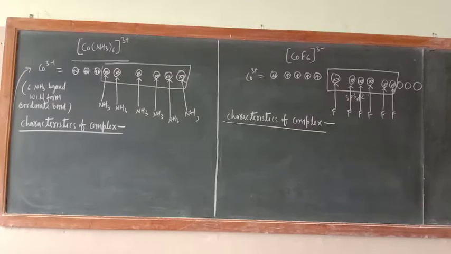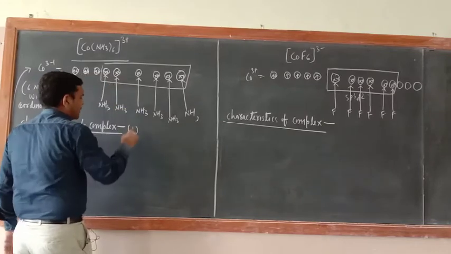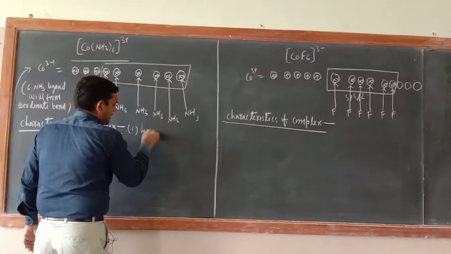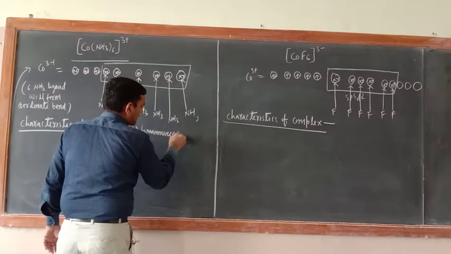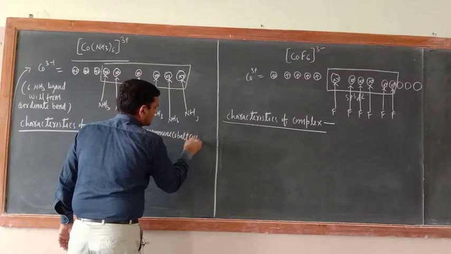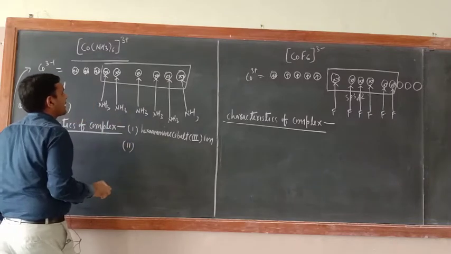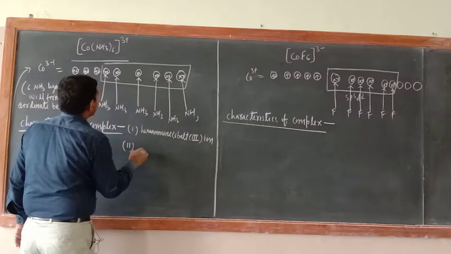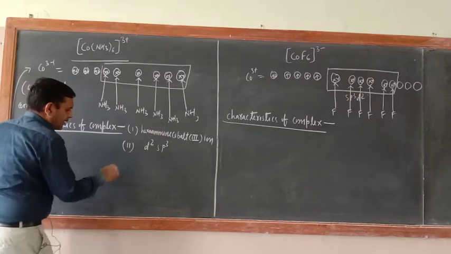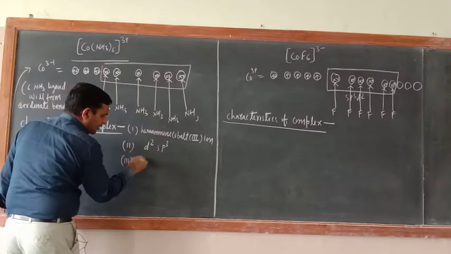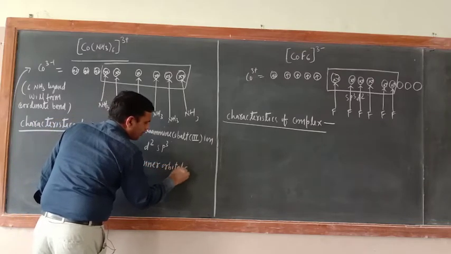Characteristics of complex. So the first characteristic is you should write their name. What is the name of this one? Hexaamminecobalt(III) ion. Okay. What is the second one? Type of hybridization. So what is the name of hybridization? d2sp3. Now what kind of complex would it be? Inner orbital complex.